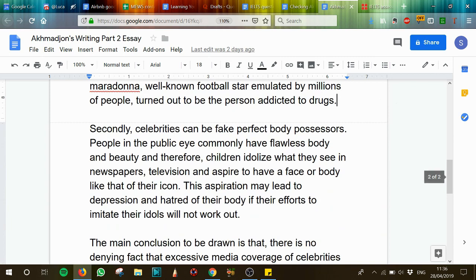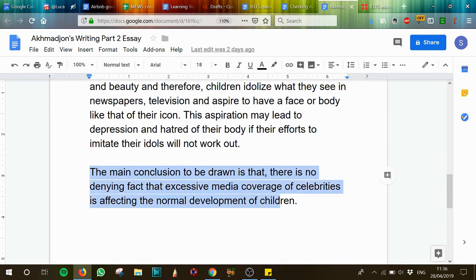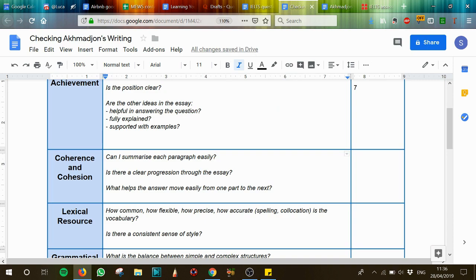I can make a quick summary of this paragraph. Body image leads to depression. And this paragraph is the conclusion to Akmajon's essay. So yes, I can summarize each paragraph pretty easily in Akmajon's essay, and that's a very good point.